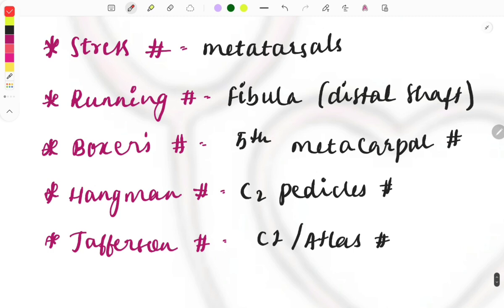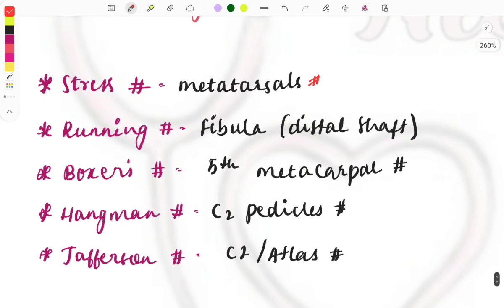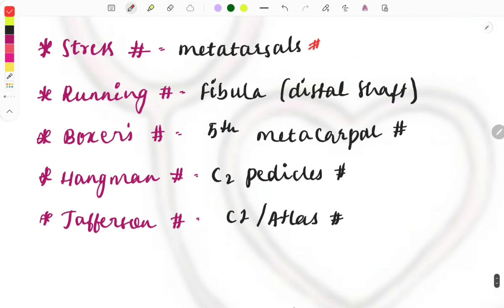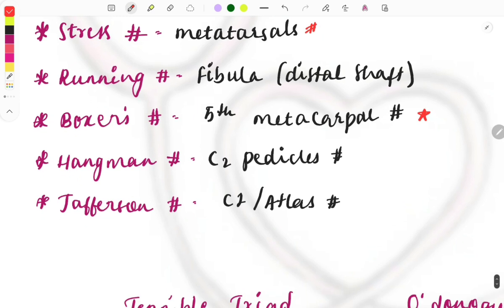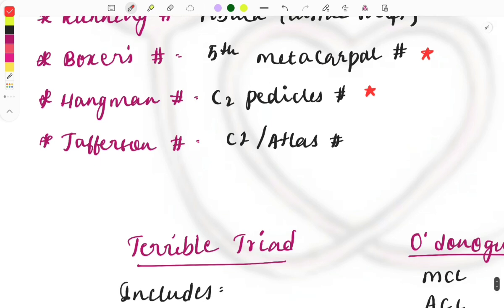So the stress fracture, what happens is the metatarsals are fractured in this case, and I think an image-based question can be asked. You can easily identify it, the foot X-ray will be given, and in that the metatarsals will be fractured. Then runner's fracture, it is the fracture of the fibula, and mainly the distal end of the shaft. Boxer's fracture, this is a quite famous question, it is the fifth metacarpal which will be damaged. And hangman's fracture, this is also a famous question. So C2 pedicles, cervical vertebra 2 pedicles are fractured. And in Jefferson's there will be the C1 fracture, which is also called the atlas.